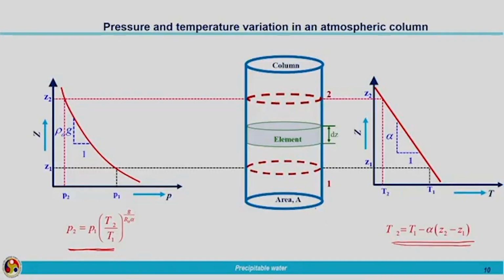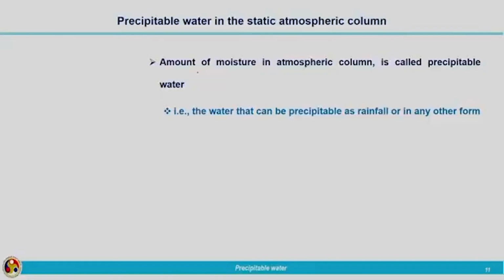Now, these relationships are required for us to quantify the precipitable water from an atmospheric column. We will be making use of the same atmospheric column, and we need to understand how much is the mass of the moisture present in the atmospheric column, which will be coming onto the ground as precipitation. Precipitable water in the static atmospheric column, that is the amount of moisture in the atmospheric column, is what is termed as the precipitable water.